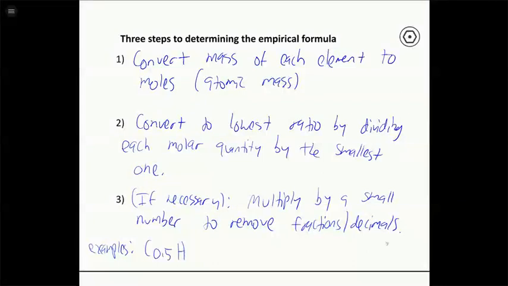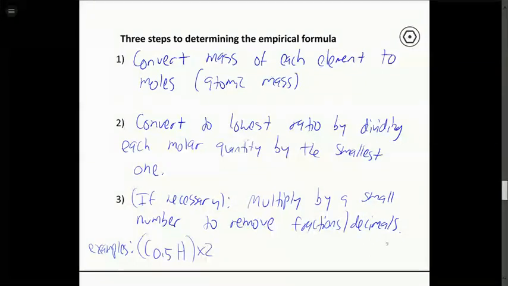So if we want to convert this to a whole number ratio, what we want to do is multiply this by some factor that's going to remove that decimal. So if you have 0.5 and you double the whole thing, you're going to get rid of that. So we double the whole thing, and the correct way to report this empirical formula would be CH2. Or as another example, let's say you get N1.333H. Let's say that's what you get as your empirical formula.